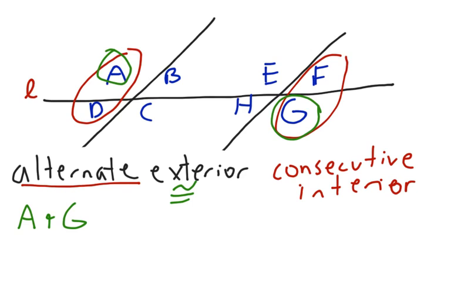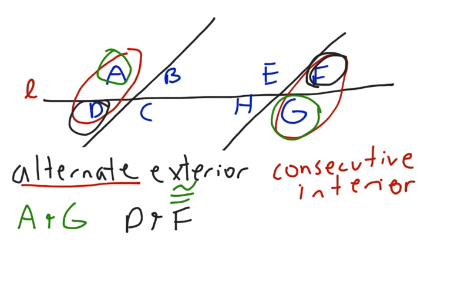And the other one we're going to look at is angle D. Angle D is on the bottom of the transversal, so alternating would be to look above the transversal at the other exterior angle, and that's F. So D and F are also going to be alternate exterior, and that means they have the same measurement. They're congruent.